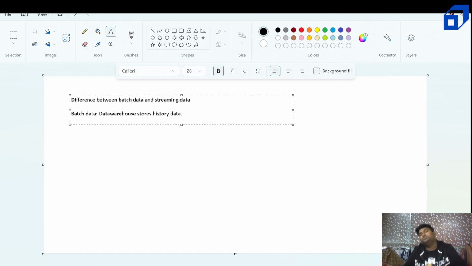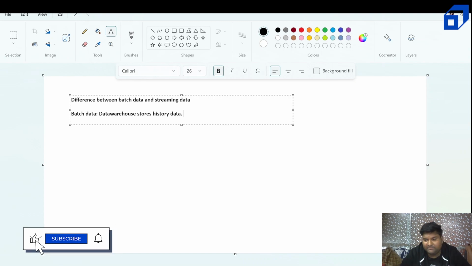So a data warehouse stores history data, right? When you want to move the history data of a company, let's say the last 2 years, 3 years, 4 years, you cannot bring all the data at once, right? Because these are huge volumes of data. To bring that data, we need to bring it in batches, right?